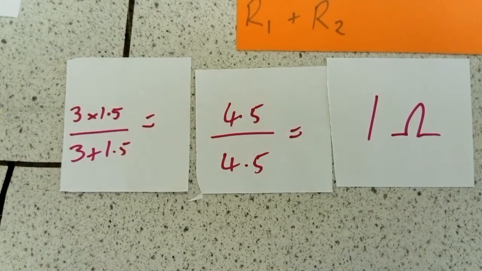of 1 ohm. So that is a very brief summary about parallel circuits and about how you calculate resistance along individual components and how we work out total resistance.